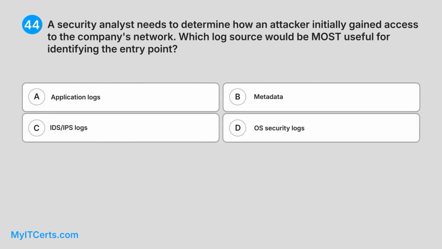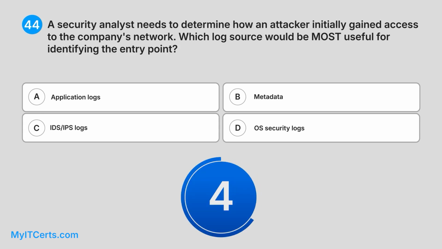44. A security analyst needs to determine how an attacker initially gained access to the company's network. Which log source would be most useful for identifying the entry point? A. Application logs. B. Metadata. C. IDS/IPS logs. D. OS security logs. What do you think is the answer?